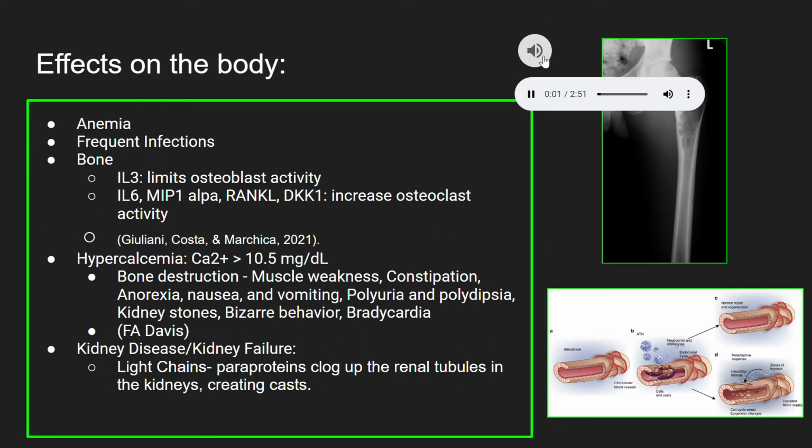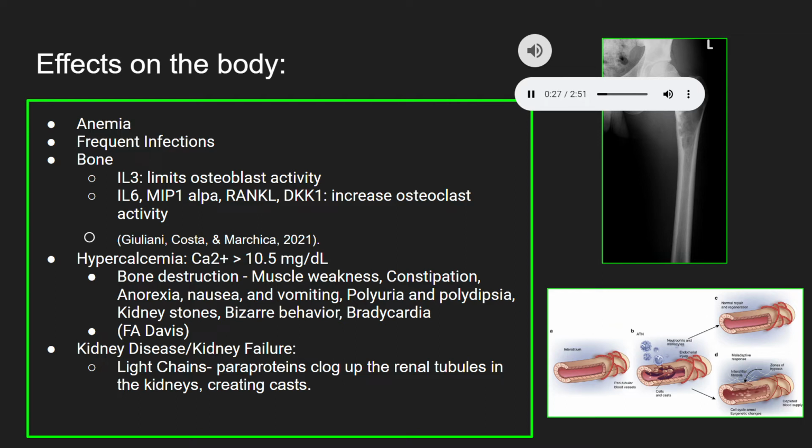So just to review, the mutated plasma cells create an overproduction of antibodies, paraproteins, and cytokines that can cause a cascade of issues on the body. To begin, we will talk about the effects on the blood. As you could see in the last slide, these abnormal plasma cells take up a lot of space in the bone marrow, preventing production of adequate red blood cells, resulting in anemia.